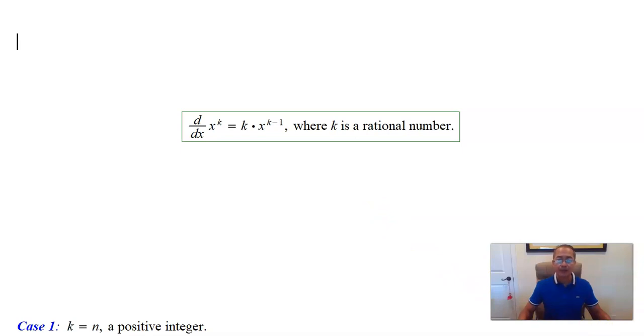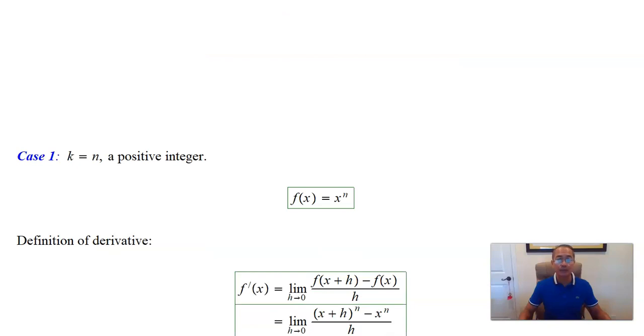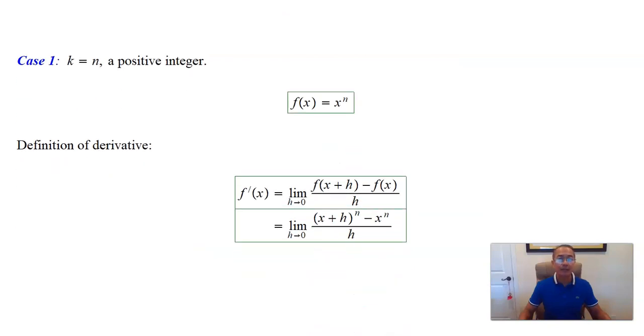But for now, I want to discuss with you how we get to this power rule, and we will do it in levels, or if you would like, cases. So the basic case is when k, the power, is just a positive integer, like 2, 3, 4, 5, and so on. So our function is x to the power n, where n is a positive integer.